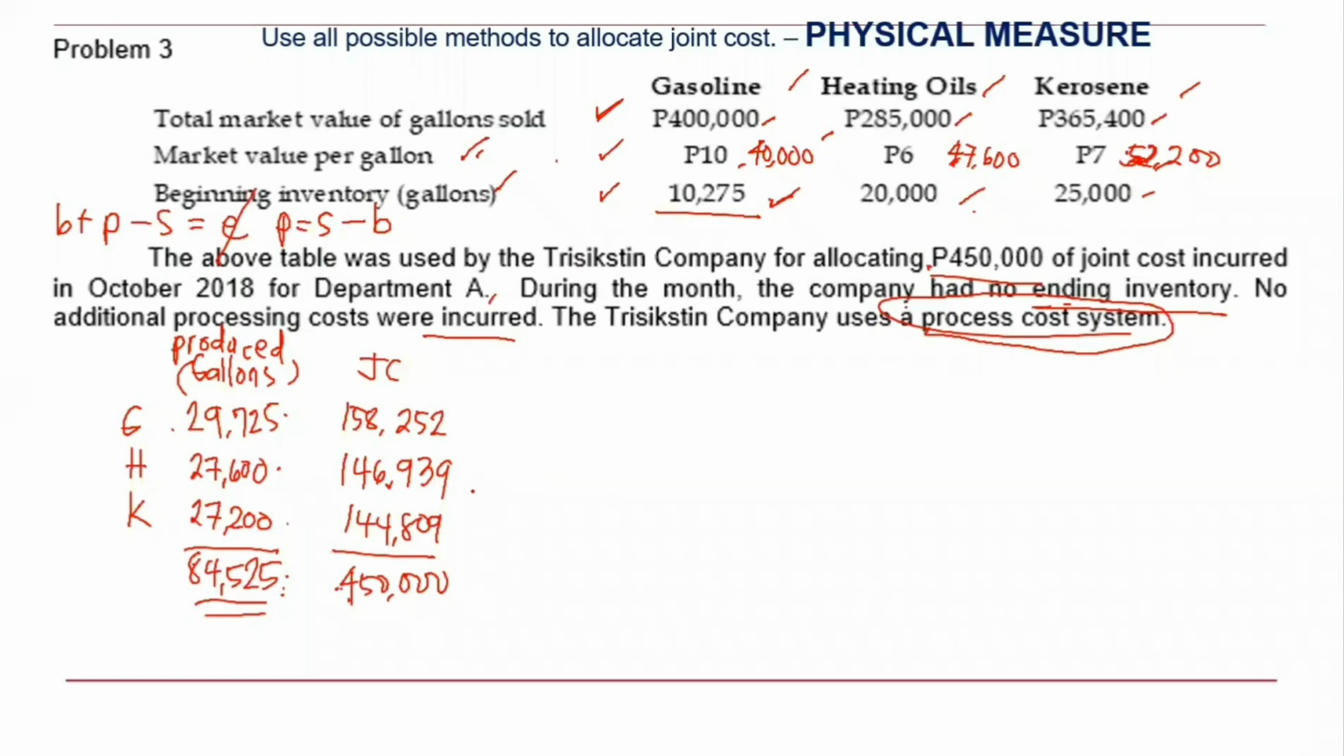Ang naging challenge lang po, possible na maging error sa mga estudyante, itong produced na quantity natin in terms of in gallons. So mag-ingat po hindi po yung units sold, hindi po yung beginning inventory, it's the number of units or gallons produced. Okay? Ayan.